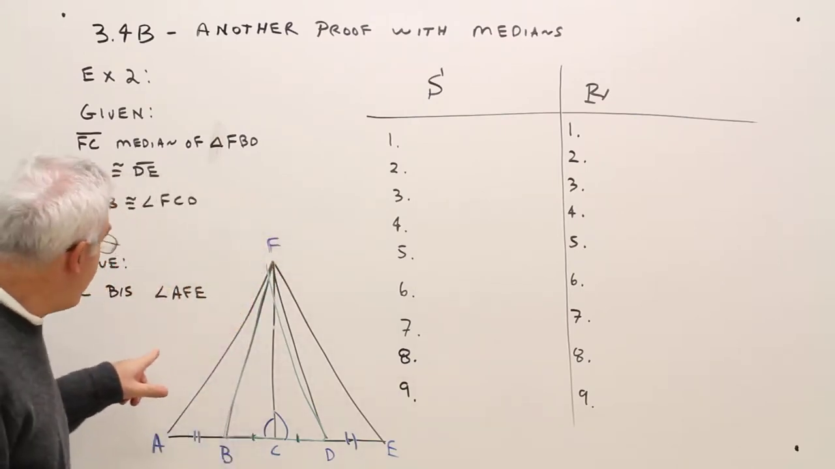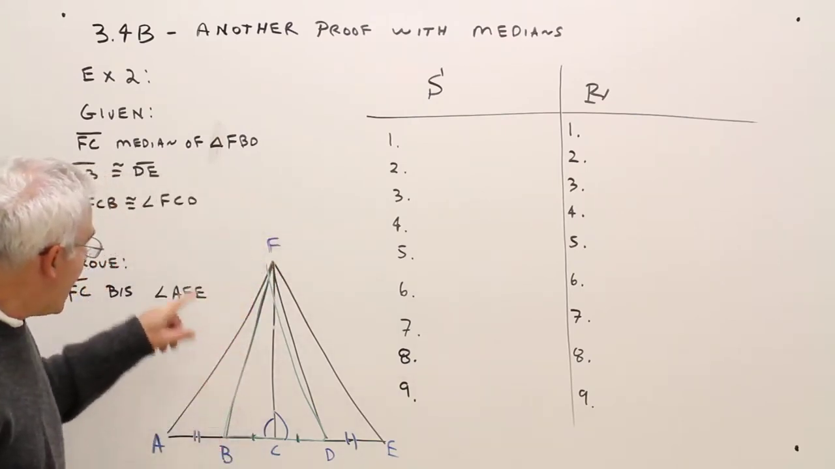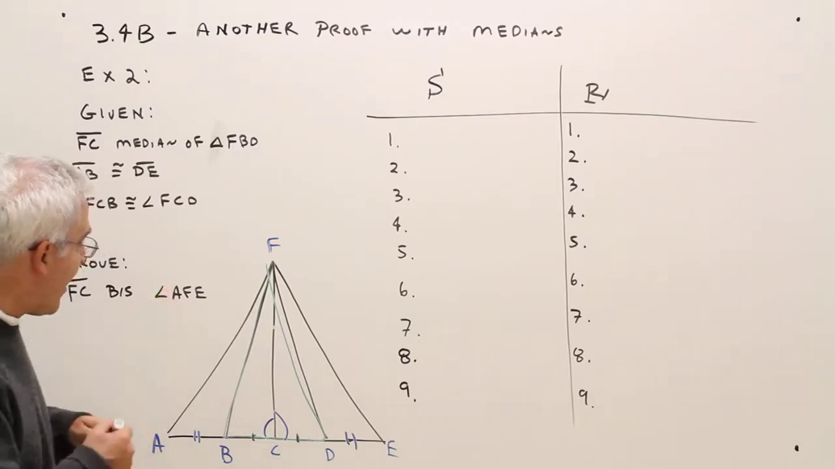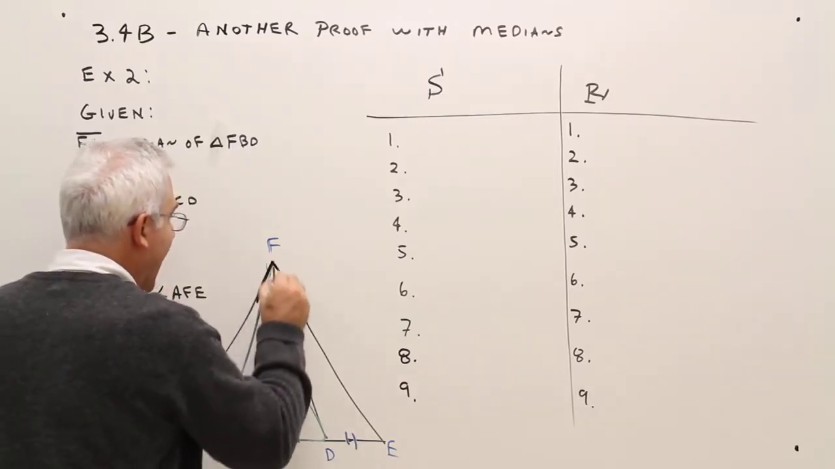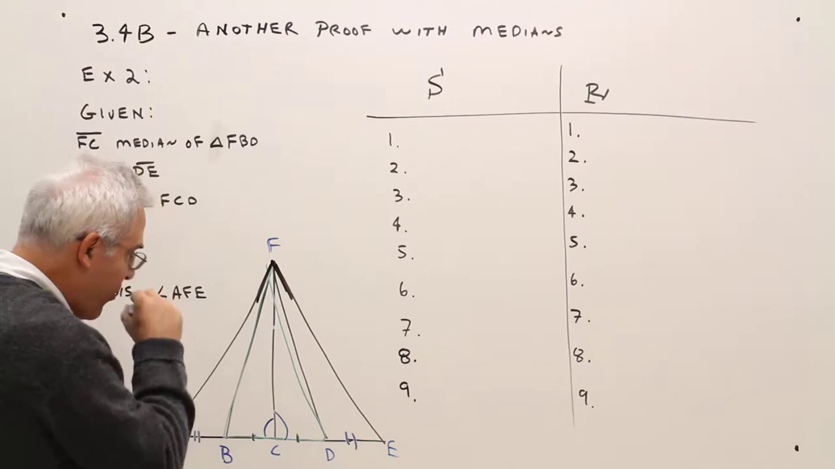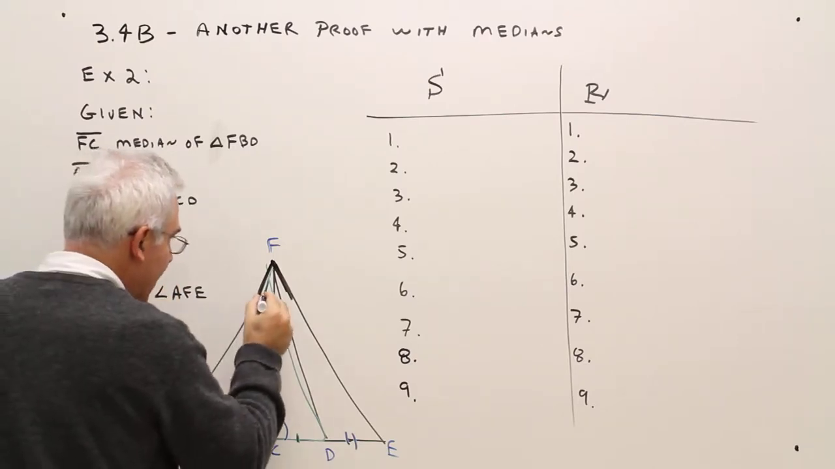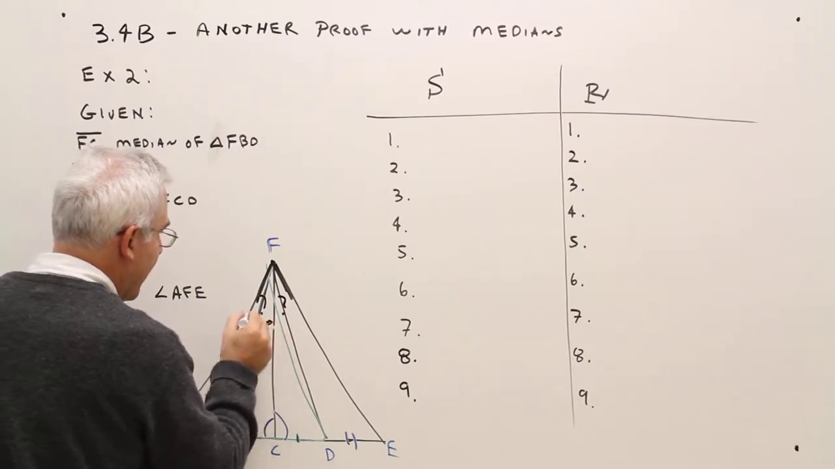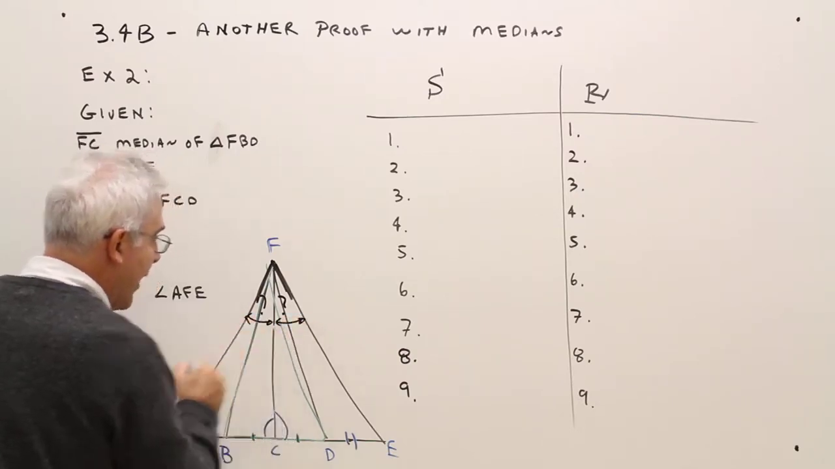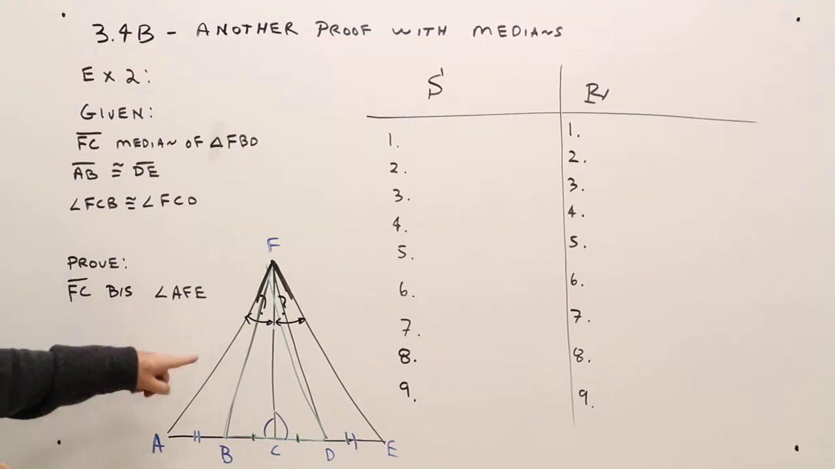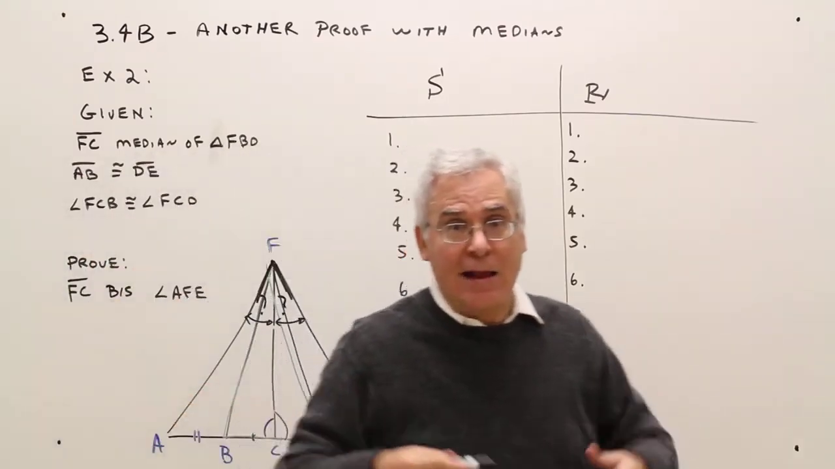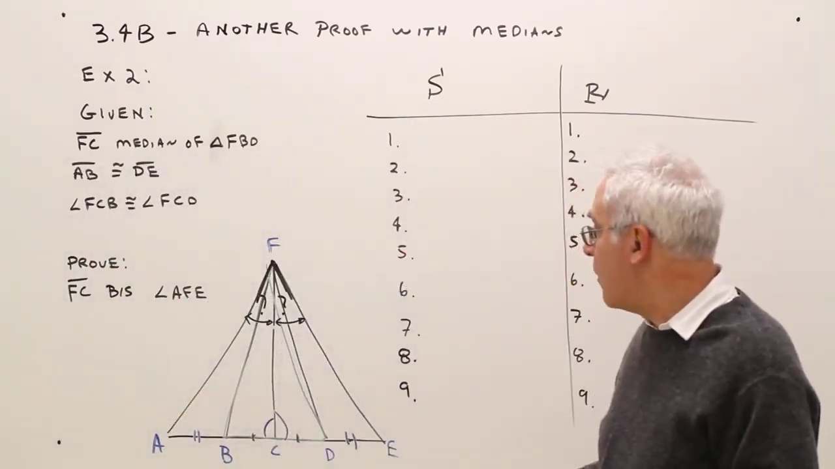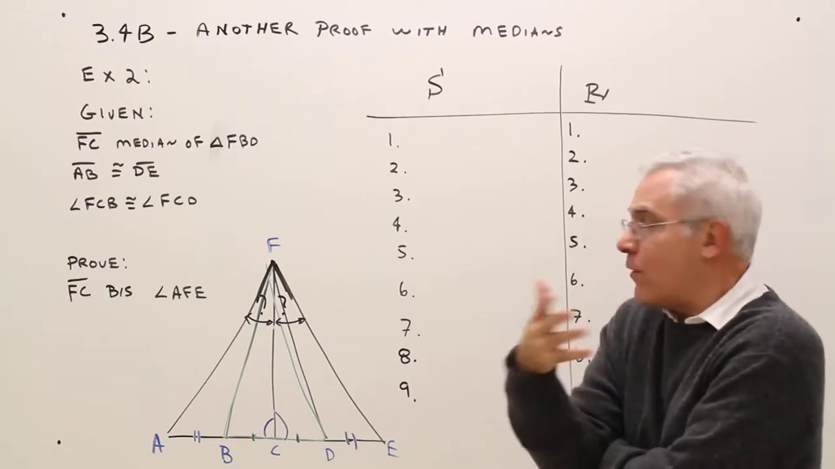I'm trying to prove that FC bisects angle AFE. That's the big angle. So what I'm going to try to do is get this angle here to be congruent to that angle there. That one there, and that one there. Okay, so again, AFE is that big angle.